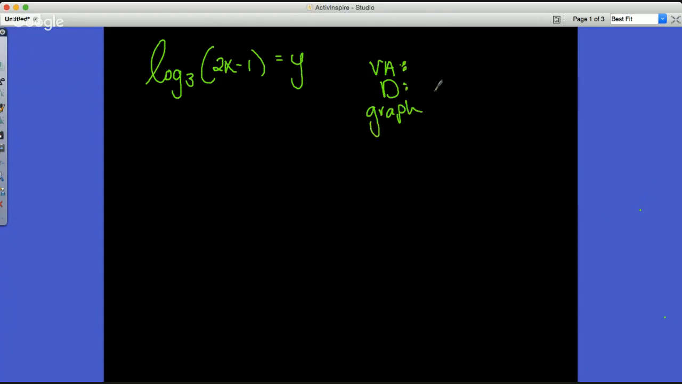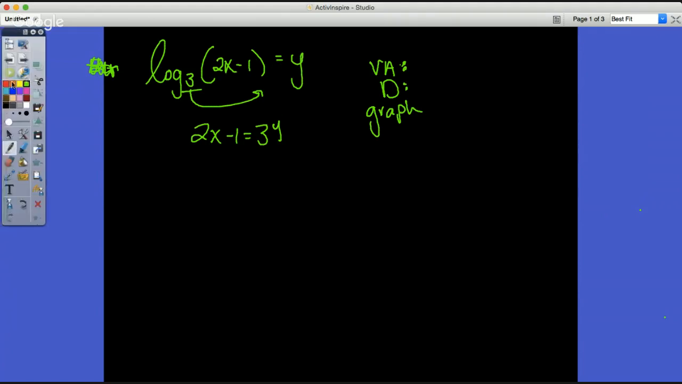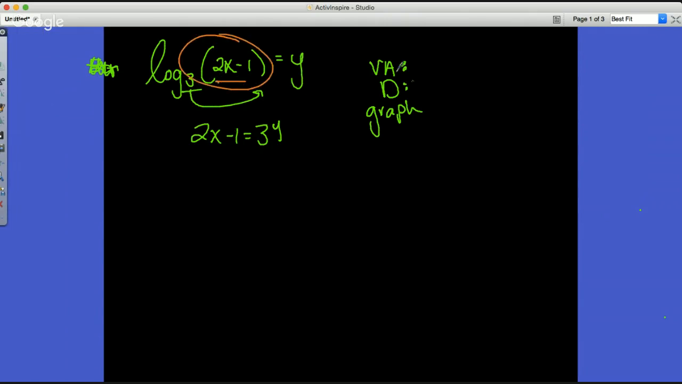If we could do those 3 things, you're really going to be set on what we're trying to do here. Now notice that this 2x minus 1 is applied to the log. If there was a value, let's say 2, added on the outside, we would subtract that first. But since there's not, we can shoot this over by changing it to exponential form, where we'd have 2x minus 1 equals 3 to the y power. Now a couple things happen when we do this. Anytime I have something on the inside, that will be what my VA is.